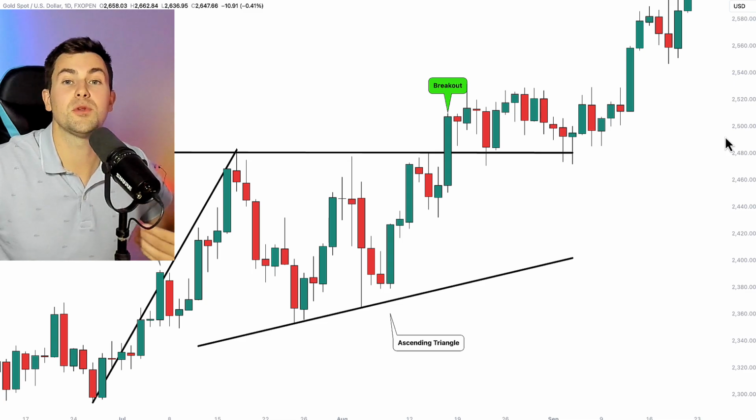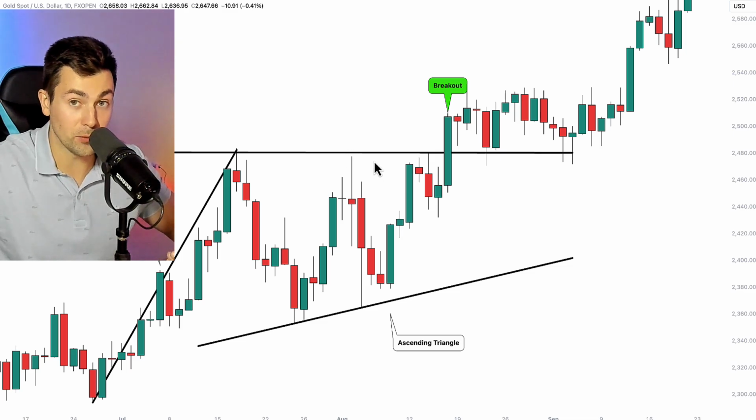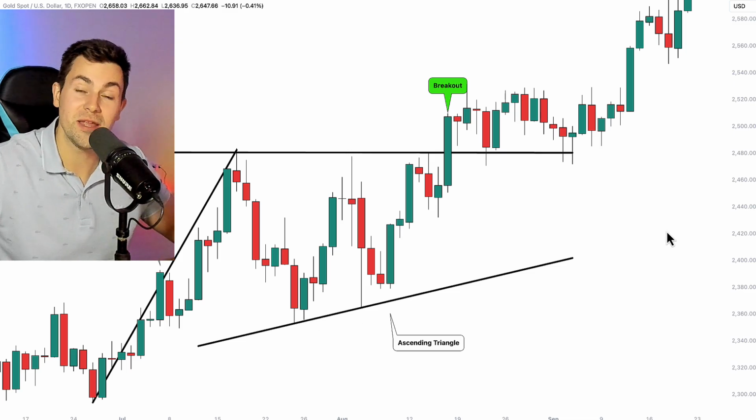Please remember that we will say that the ascending triangle formation is completed when the price sets at least 3 equal highs and at least 3 higher lows. Please note that the partially completed ascending triangle formation will be another powerful bullish pattern.